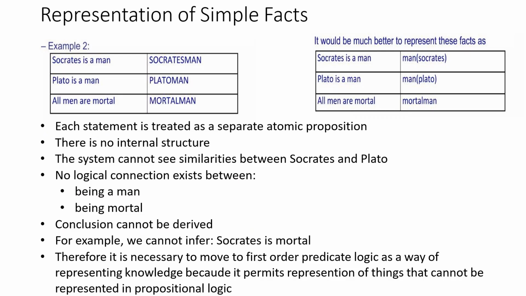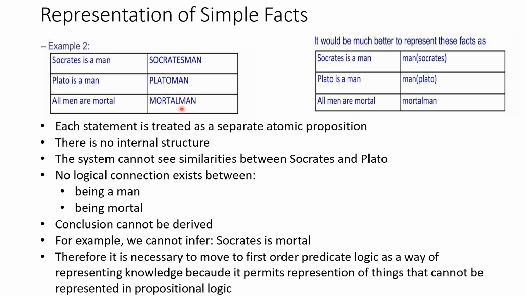Here, we can see representation of simple facts. We can see the example. Socrates is a man. So we can write it as Socrates man. Then, Plato is a man. Plato man. All men are mortal. Mortal man.